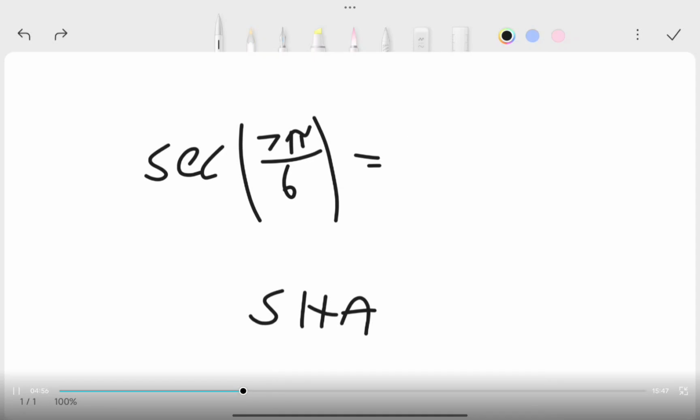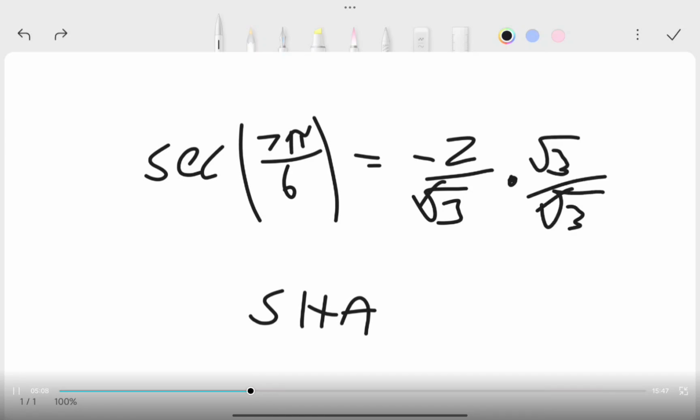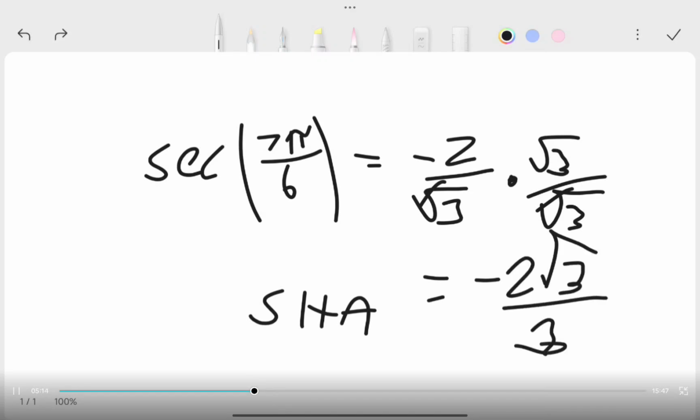So it's basically negative 2 square root of 3, and let's multiply both by square root of 3 to cancel out the square root. So the answer is negative 2 square root of 3 over 3.